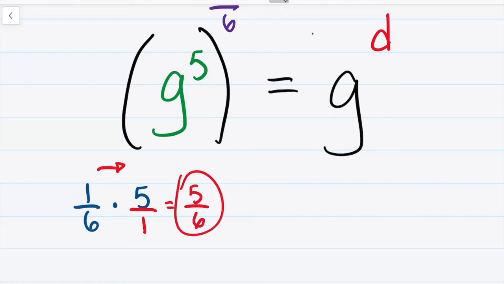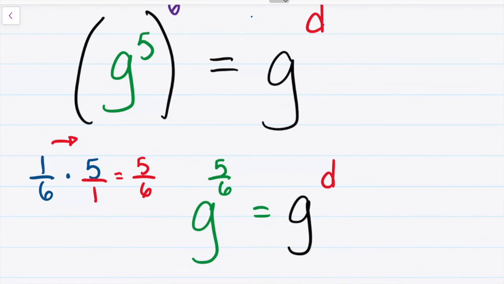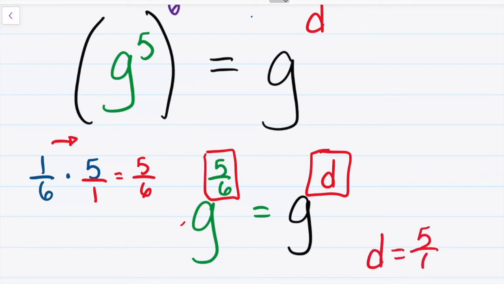Our exponent now is actually just g to the power of 5/6 equal to g to the power of letter d. Notice that we got rid of the roots. We got rid of the fractions. So now because the g's are the same and the exponent, there's only one of them, we know that letter d is equal to 5/6. And that's basically what you need to do.